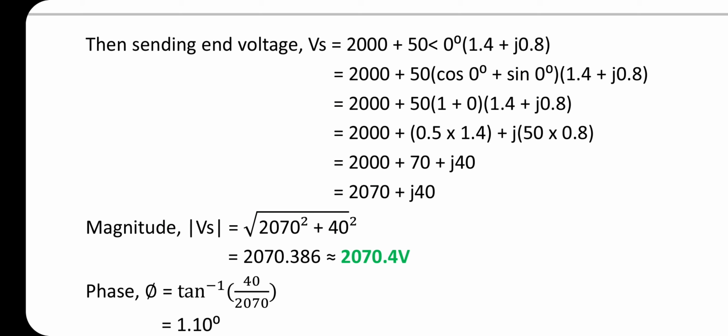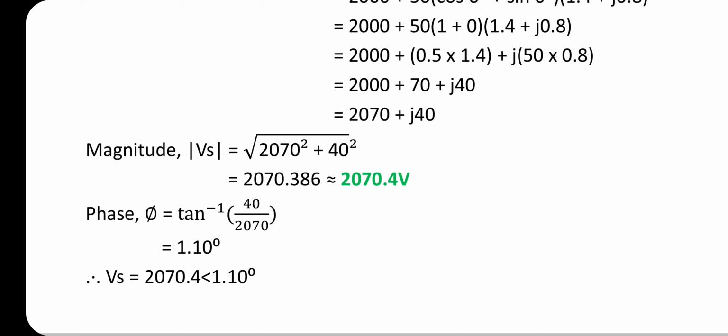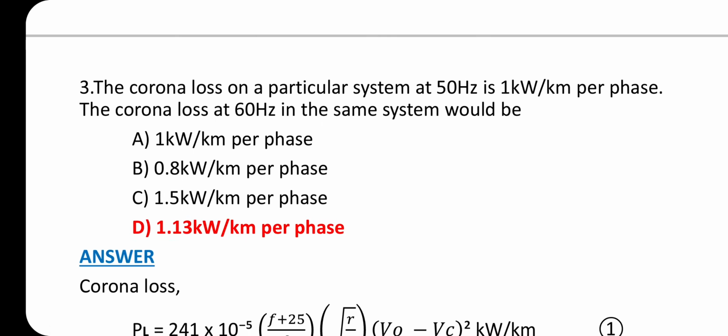Magnitude of Vs equal to root of 2070 square plus 40 square. We get answer as 2070.4 volt. Phase phi equal to tan inverse of 40 by 2070. We get 1.10 degree.